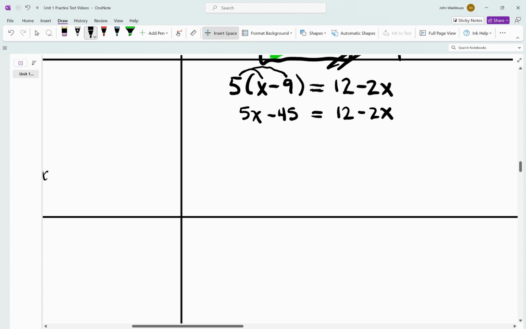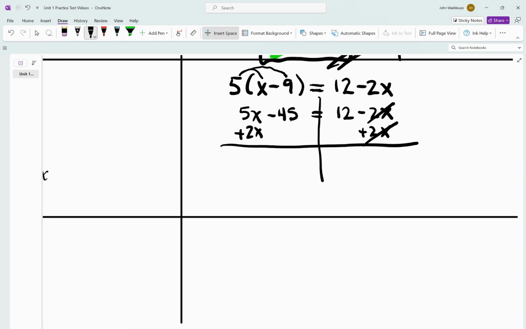Now I want to move all of my x's to one side and my constants to the other. So I'm going to take my variable terms here, minus 2x, and add 2x here and here on both sides of my equal sign. And that would cancel these two x's. And while I'm at it, I can just in the same step get rid of this minus 45. The opposite of subtracting 45 would be add. Add 45 here and add 45 here. And again, those cancel because those are opposites.